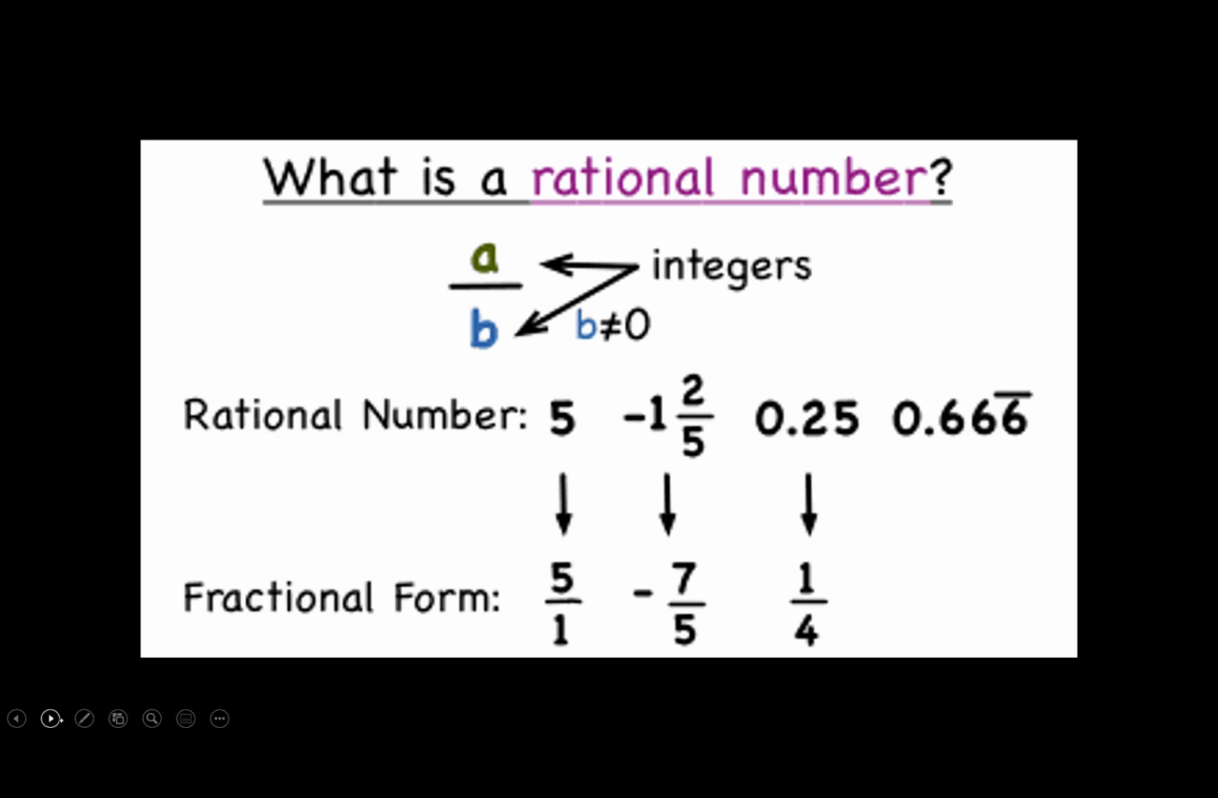This could be positive whole numbers, negative whole numbers. It could be fractions themselves. It could be terminating decimals, which means decimals that actually come to an end. It could also be repeating decimals.